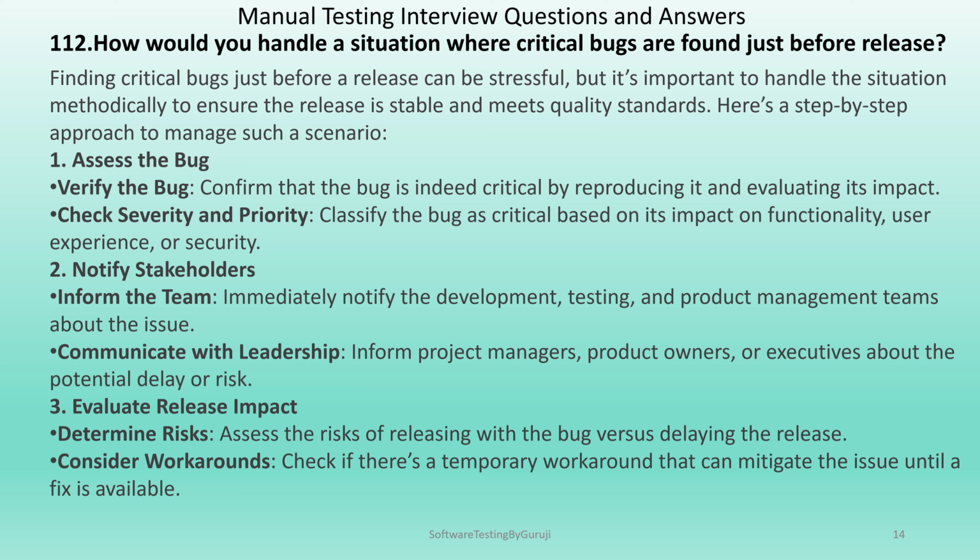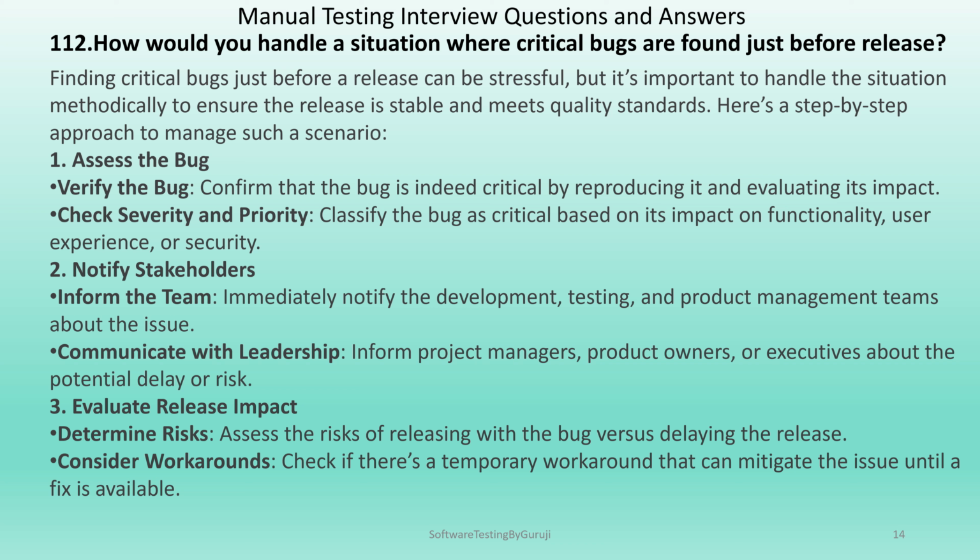Finding critical bugs just before a release can be stressful, but it's important to handle the situation methodically to ensure the release is stable and meets quality standards. Here is the step-by-step approach to manage such a scenario. First, assess the bug. Verify the bug, confirm that the bug is indeed critical by reproducing it and evaluating its impact. Check severity and priority, classify the bug as critical based on its impact on functionality, user experience or security.